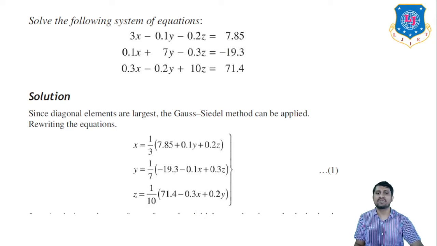So let's try to solve some important example. Solve the following system of equations: 3x minus 0.1y minus 0.2z is equal to 7.85.